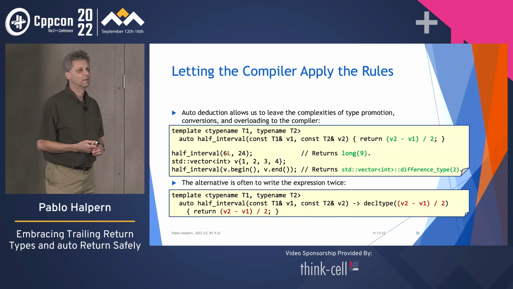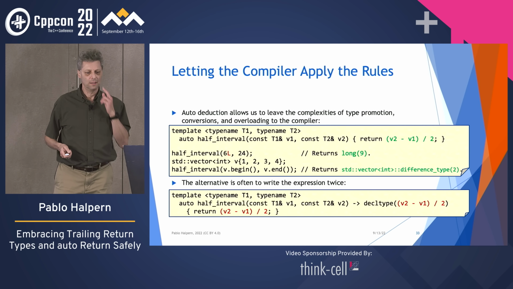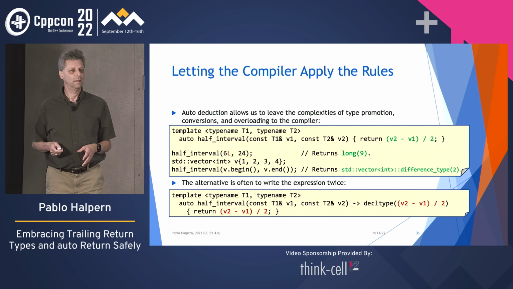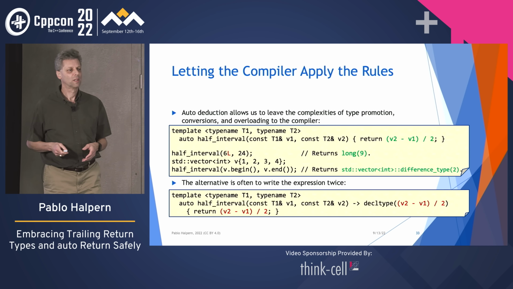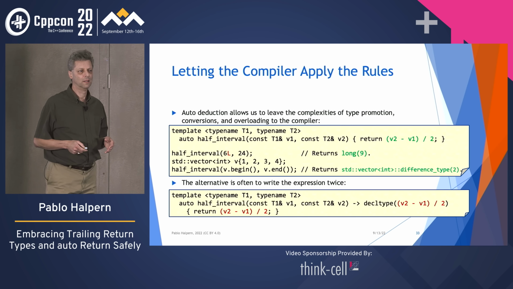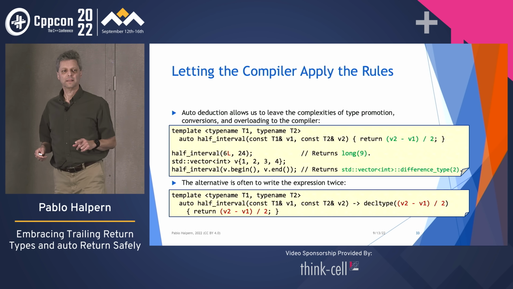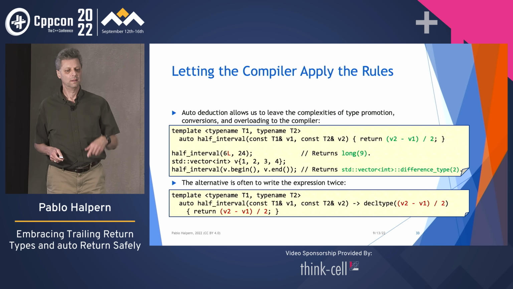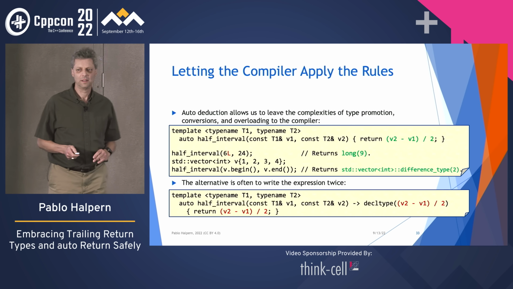The alternative to letting the compiler do it in the return statement is to do it twice. Do it using decltype in the return type, with the defined return type, and also doing it in the return expression. Is that bad? Not always. Sometimes that's actually the right answer. So you don't always have to reach for this, but I'm getting ahead of myself.